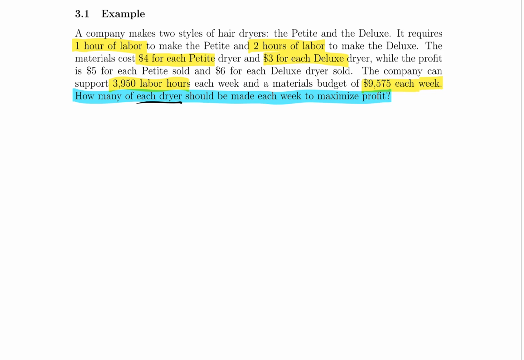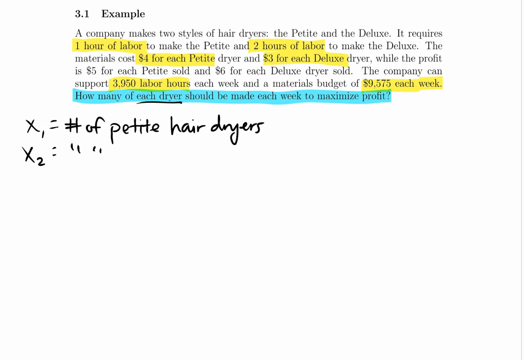So I'm going to let x1 be the number of Petite hair dryers, and we will let x2 be the number of Deluxe hair dryers. Okay, so when I've solved this system, x1 should be giving me Petite, x2 should be giving me Deluxe, and so I'll be able to answer the question here.